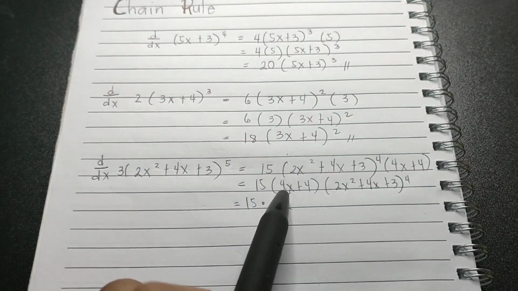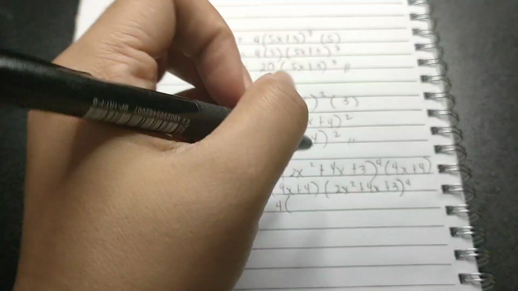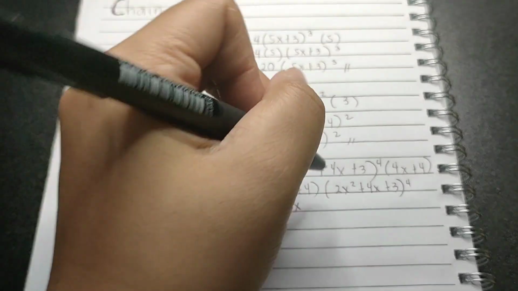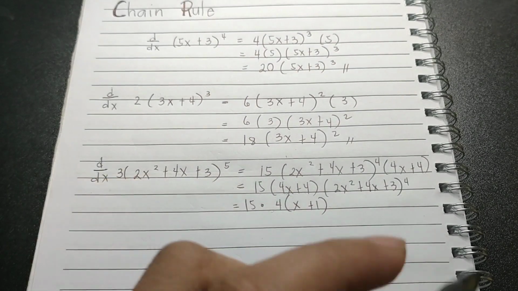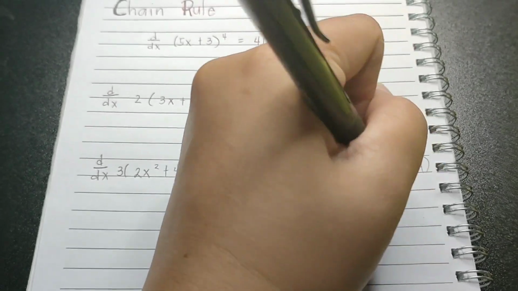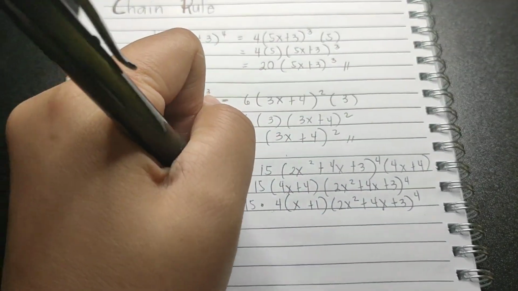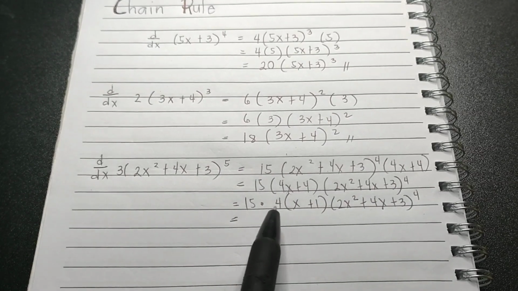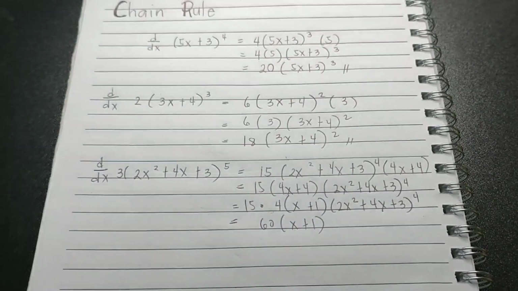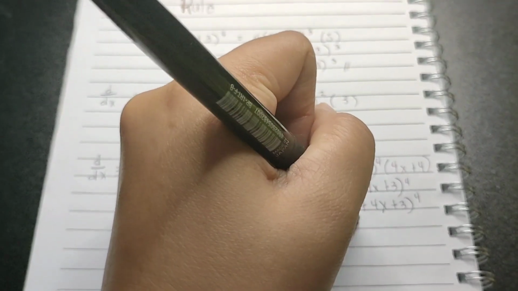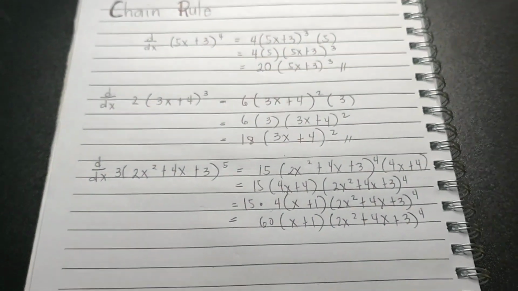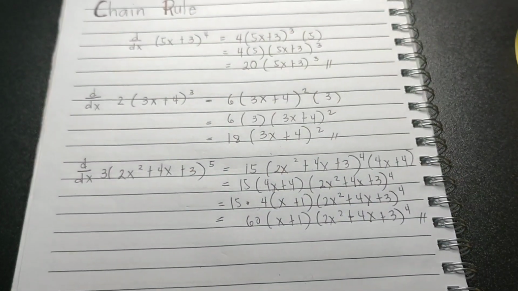And then, so, 4x divided by 4, x na lang. Ito naman, 4 divided by 4 ay 1 na lang. So, plus 1. So, ayan. And then, copy lang natin to. So, we have (2x^2 + 4x + 3)^4. And then, simplify. Ayan, 15 times 4, we have 60. 60, (x + 1). And then, copy lang to. (2x^2 + 4x + 3)^4. So, that is the final answer.